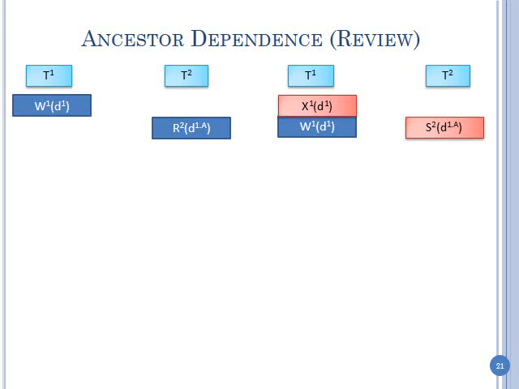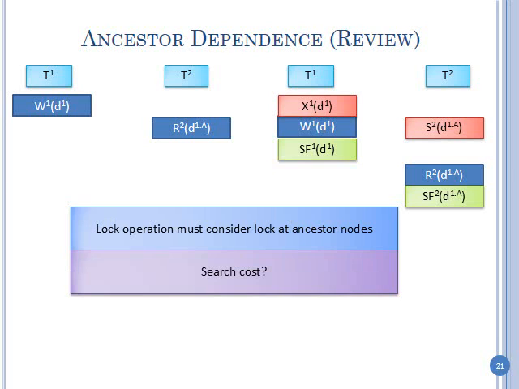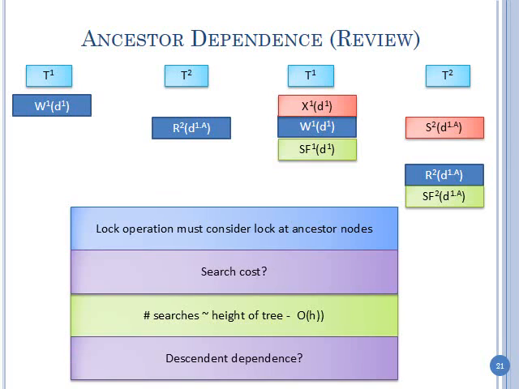And T2 must get a shared lock on 1.A. 1.A is a different item from 1. It is not locked, but since its parent is locked, transaction 2 should have to wait till the lock is freed. And so the lock operation at a particular node must consider locks at all ancestor nodes. Okay, we saw that. And there's a performance cost here.